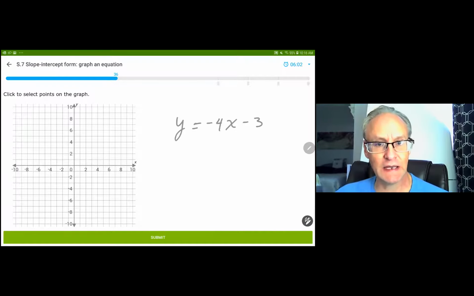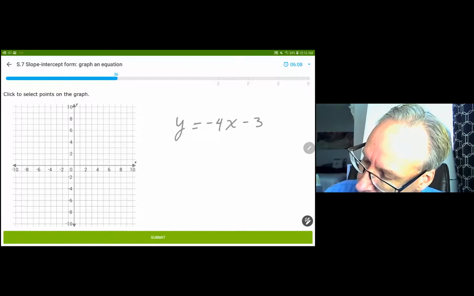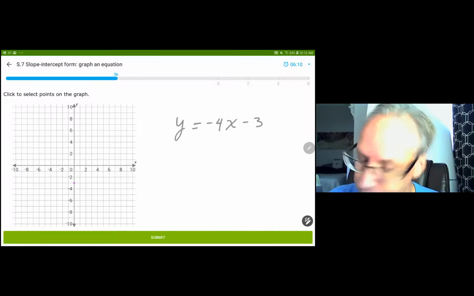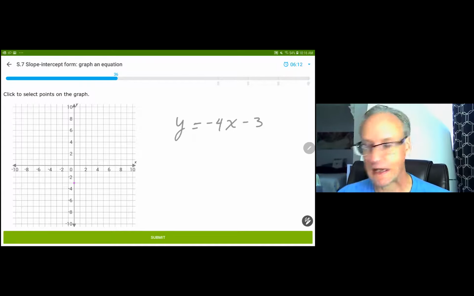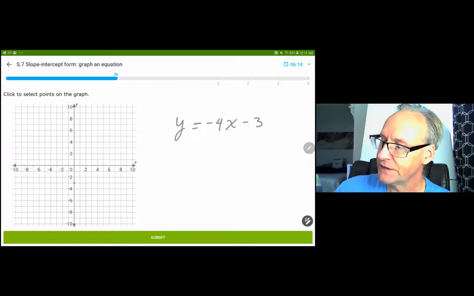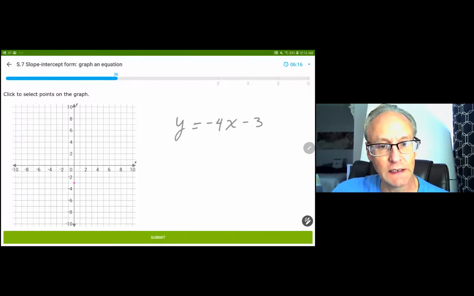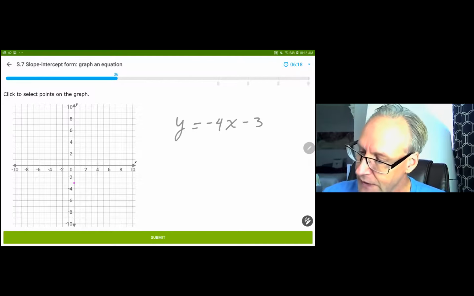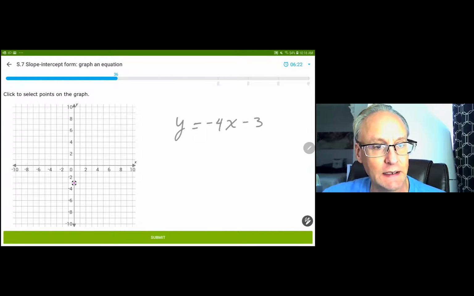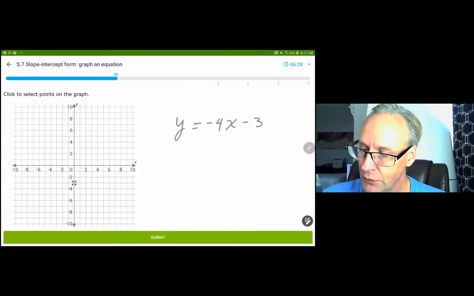Now I could use any 2 points, and it just happens that 0, negative 3 is an easy point to find. 0, negative 3 is my y-intercept, and I'm going to count my slope. Now my slope says negative 4, but that's really negative 4 over 1. So I'm going to go down 4 from here. A very common mistake is to start counting slope from the origin. You always count from one of your points to another.